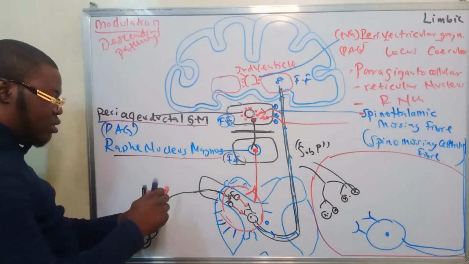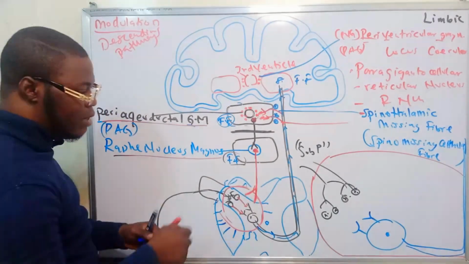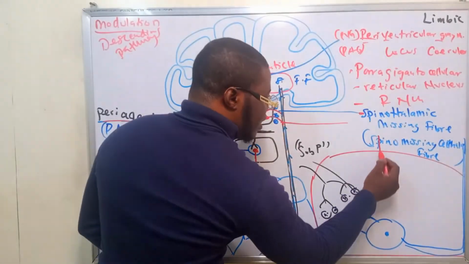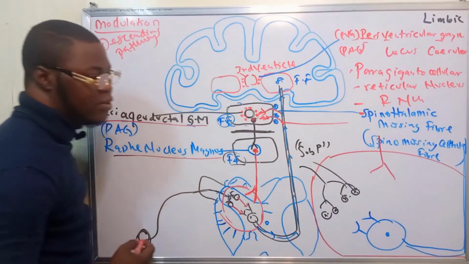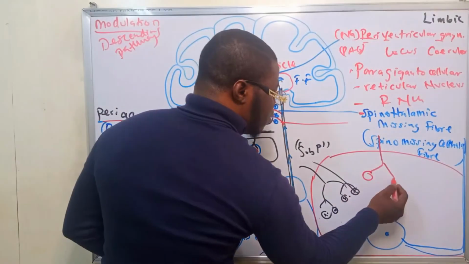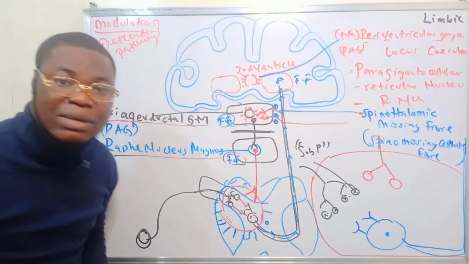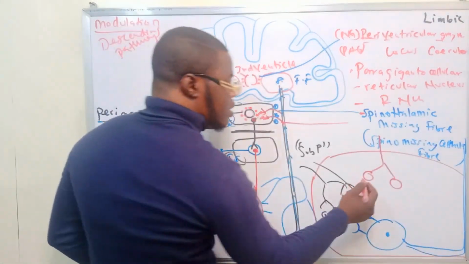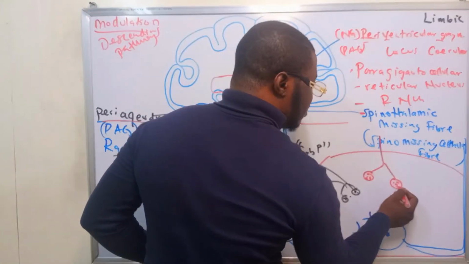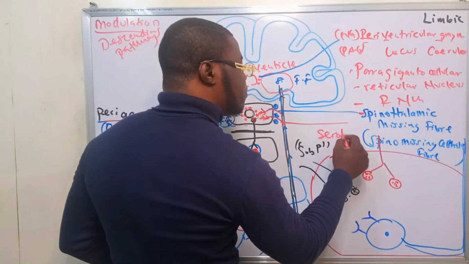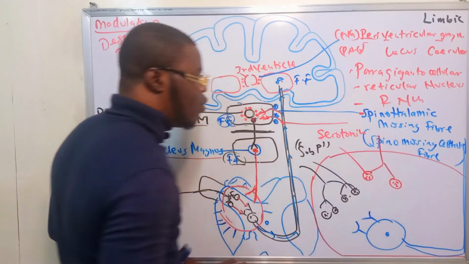Now, what next? We've gotten this small red baby here, coming from the raphe nucleus magnus. And now this guy is carrying a different neurotransmitter. What is the name of that neurotransmitter? We call it serotonin. They also call it 5-hydroxytryptamine. So, serotonin. And now, what will the serotonin do?